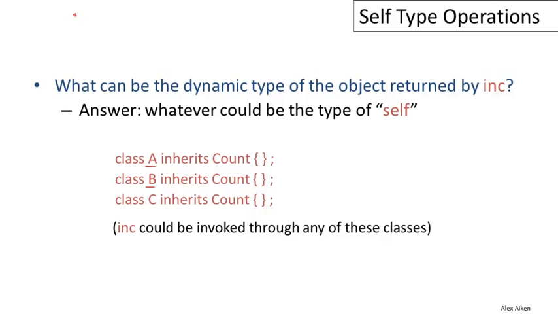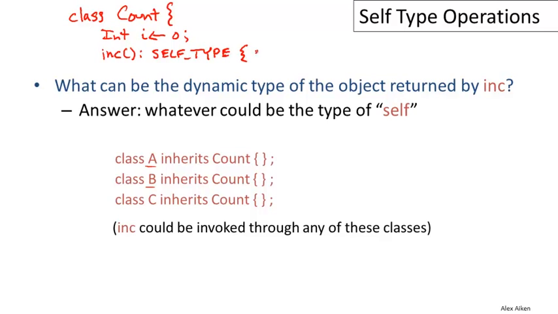And if you've forgotten what that is, let me just write it down quickly. We had a class called count. And count had one field, an integer i, that was initialized to 0. And it had one method called inc that returned something of type self-type. And all inc did was to increment the counter field and return the self object. I've probably made some syntax errors here, but that's not really important. That's the basic code for the count class.